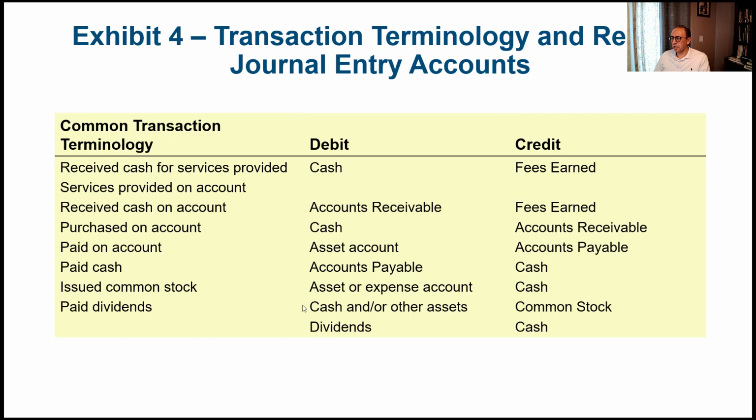Something like paid cash for buying an asset. So we bought an asset, or we paid an expense, and we credit cash. The word paid is easy because that would tell us right away that we have to credit cash. Whenever we receive cash, remember cash would be on the debit side.